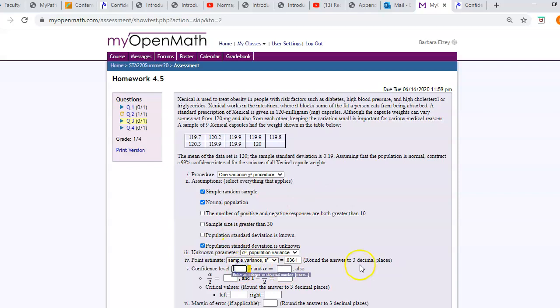Okay, our confidence level is 99%. And alpha, in that case, when we have a 99% confidence interval, remember alpha is 1 minus 0.99, so it's 0.01. If we divide alpha by 2, that's 0.005. And then if we take that 0.005 and subtract it from 1, that's 0.995.